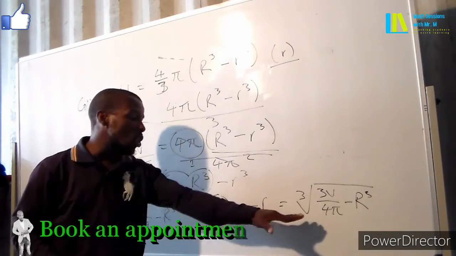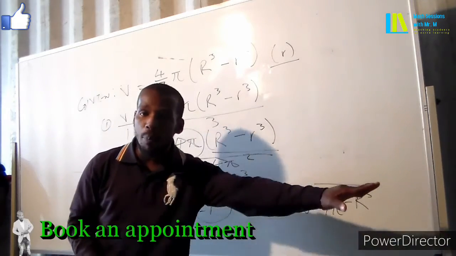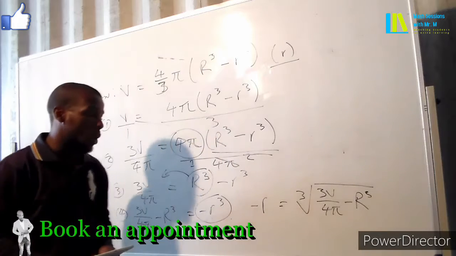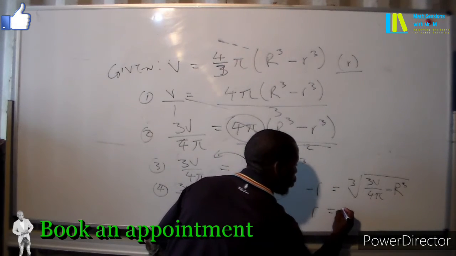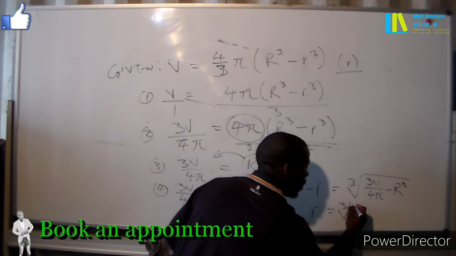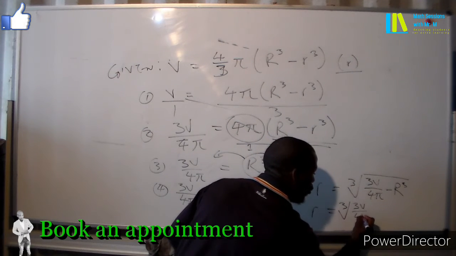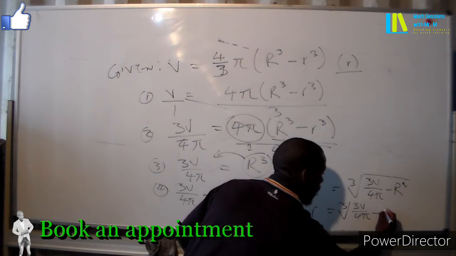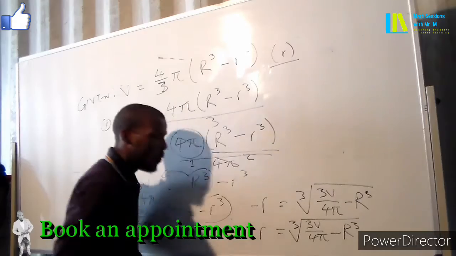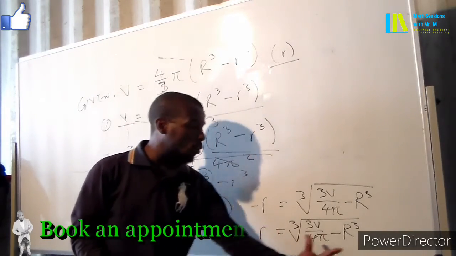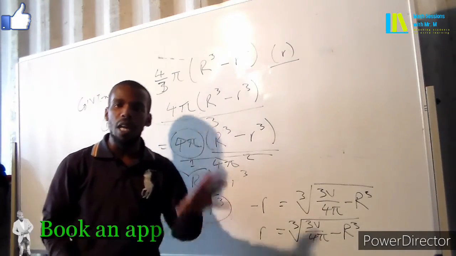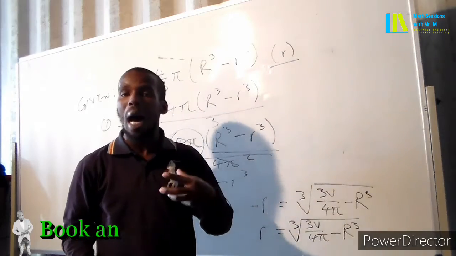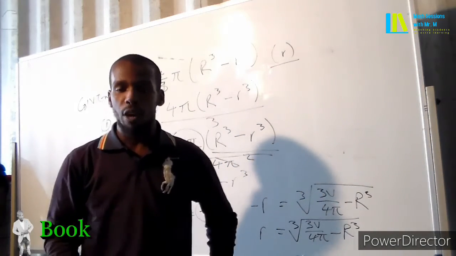Then to get rid of the negative sign, we multiply by a negative sign throughout the equation. Therefore you are going to have a positive r equals the cube root of 3V over 4 pi subtracted by the big R raised to the power of 3. So it's basically solved, and we have manipulated and made our small r the subject of the formula.